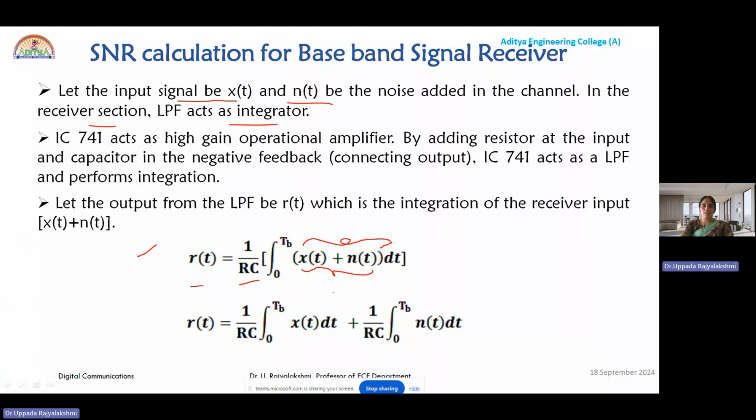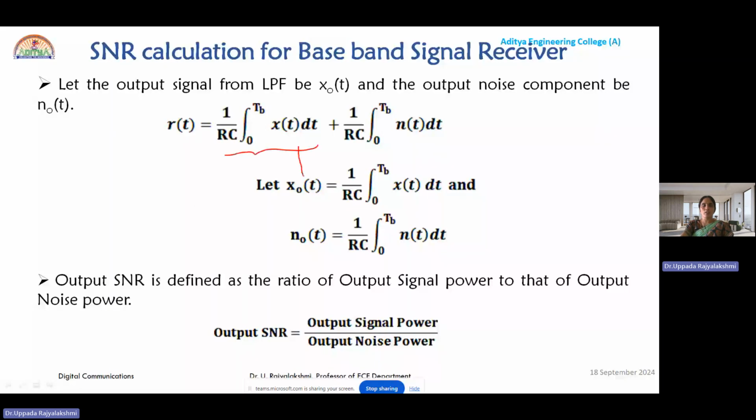Please split this into two terms: 1 by RC integral 0 to T_B x of t dt, plus 1 by RC integral 0 to T_B n of t dt. Let us assume the first term is x naught of t, which is nothing but the output signal, and the second term is the output noise n naught of t. The overall output from the low pass filter is a combination of the output signal and the output noise component. Now we are going to calculate the output SNR, which is defined as the ratio of output signal power to output noise power.